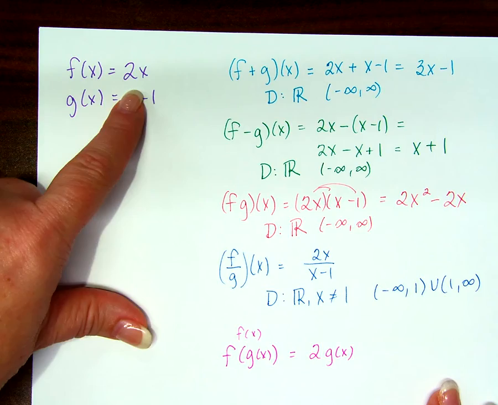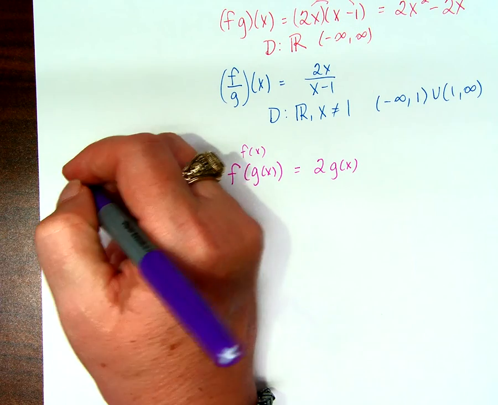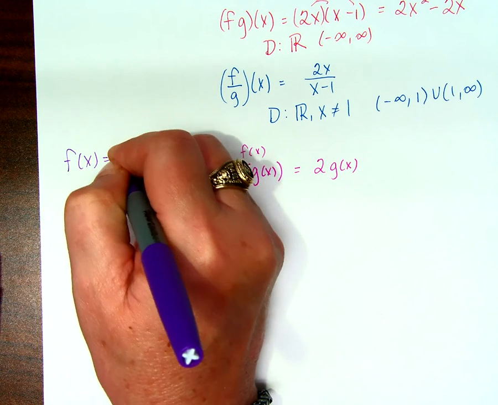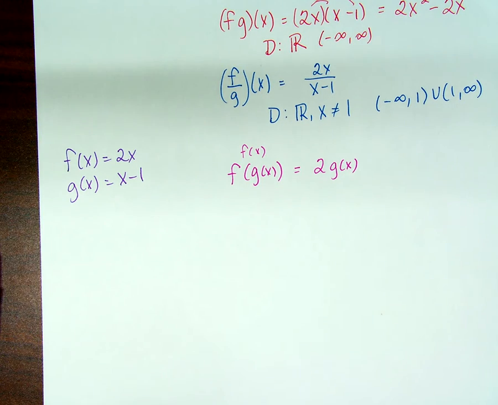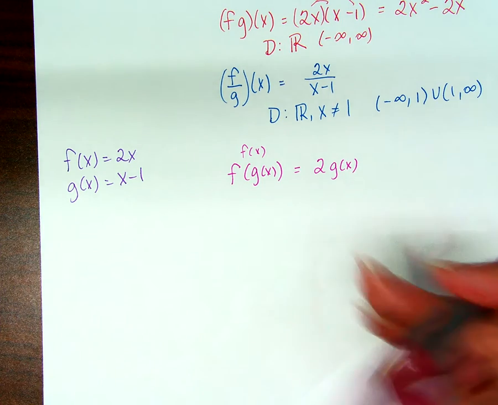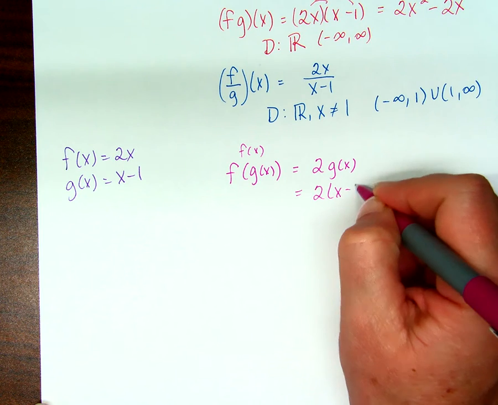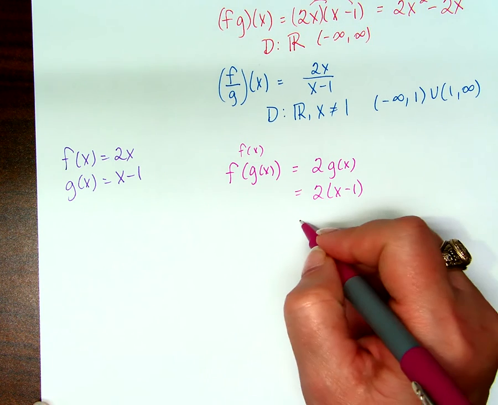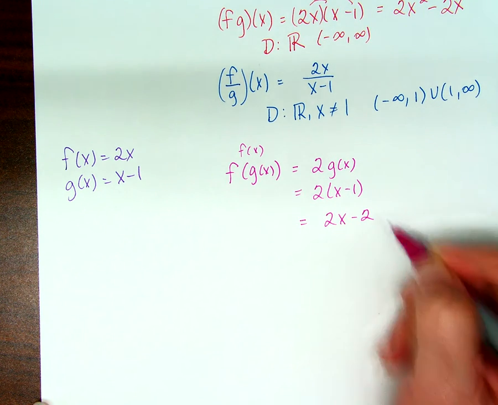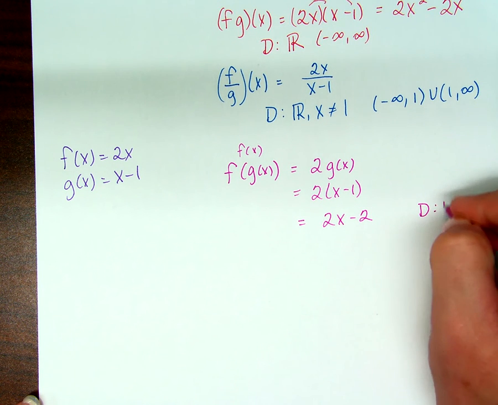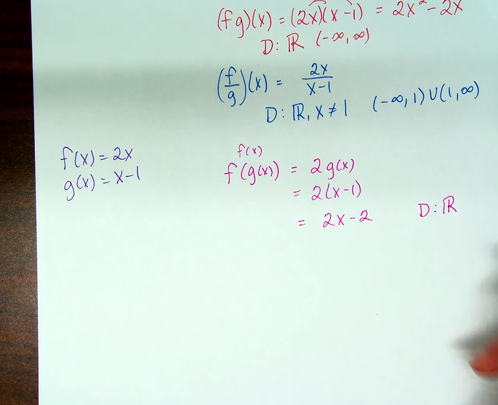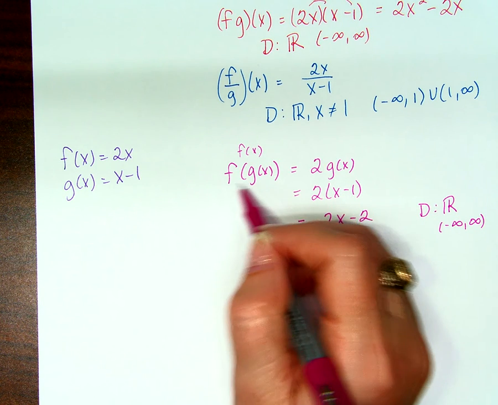We're using the same functions that we talked about before. I'll write them again down here so that we can see them in our notes. F of x is 2x. G of x is x minus 1. So if we're saying 2 times g of x, I already know that g of x is x minus 1, so I just distribute my 2 and get 2x minus 2. And then my domain is all real, because it's a line. Does that make sense?